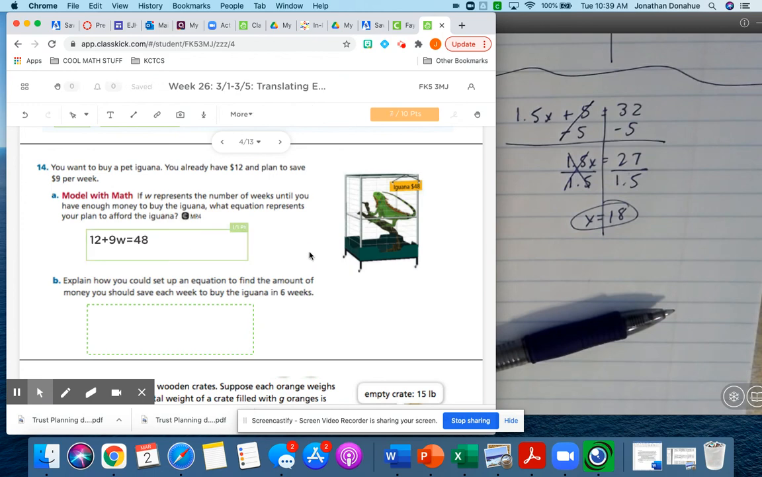Now I know that's right because 12 is by itself. It doesn't repeat. 9 is multiplied by the amount of weeks because it's $9 per week. And then we need a total of 48 to afford the iguana. It says, explain how you could set up an equation to find the amount of money you should save each week. So in this situation, instead of 9W, you would have 6W because it'd be 6 repeating weeks. So instead of 9W, we should have 6W in place of it.